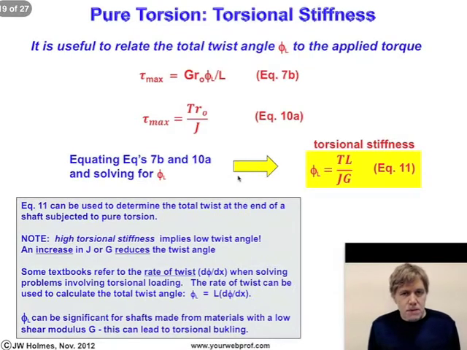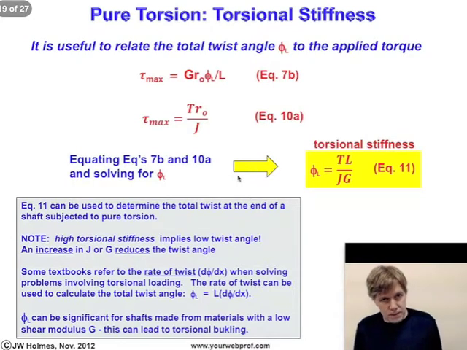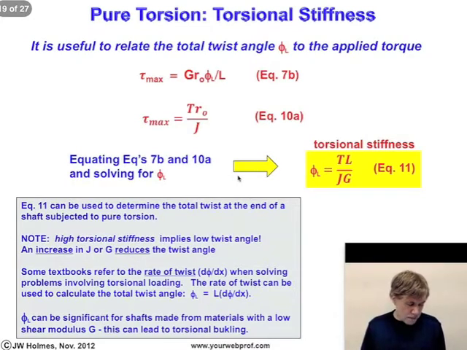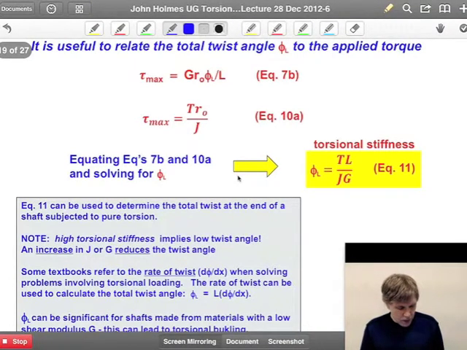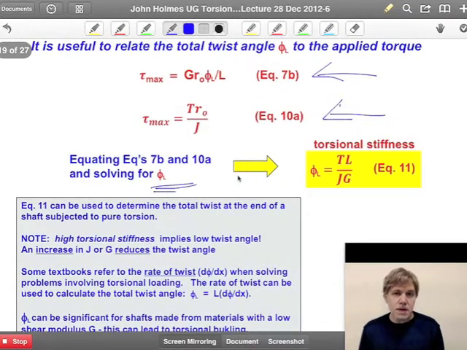And that's the concept of torsional stiffness. Many things have torsional stiffness. An automobile has a torsional stiffness. But in terms of the rods, when we talk about torsional stiffness, what we need to do is maybe put this in a different form. Let's go back to equation 7b, which we derived in lecture A, and equation 10a, which we've just derived, the torsion formula. Let's equate those two equations and solve for the twist angle, the angle of twist of the shaft.